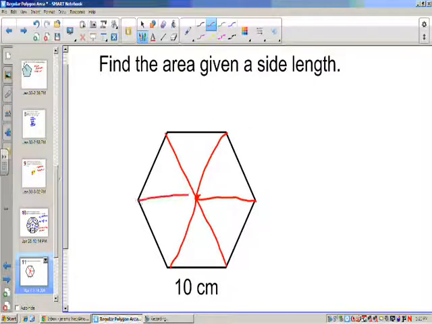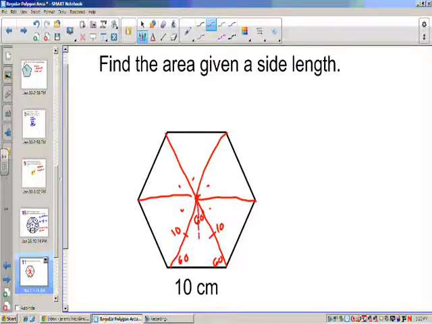I could find this center angle by taking 360 divided by 1, 2, 3, 4, 5, 6, which would be 60 degrees. So if that's 60, we know that these two are exactly the same, which would be 60 and 60. So this means that this is an equilateral triangle. So that's 10, that's 10.